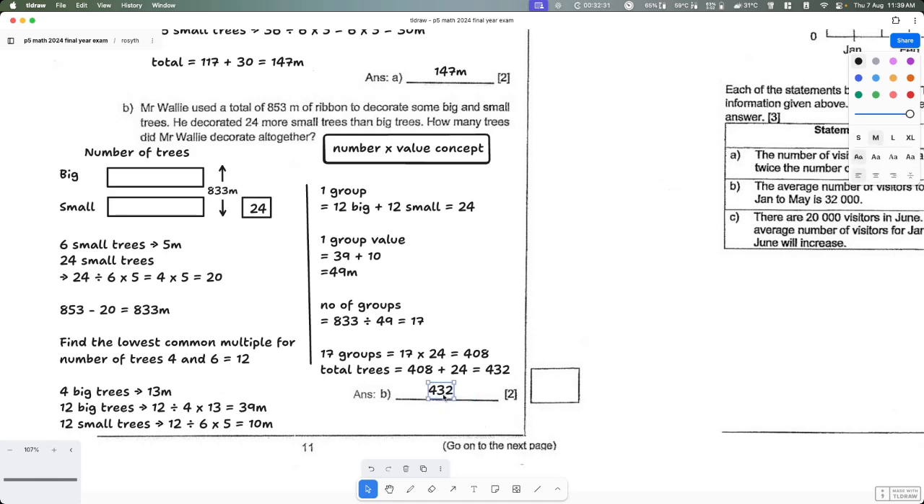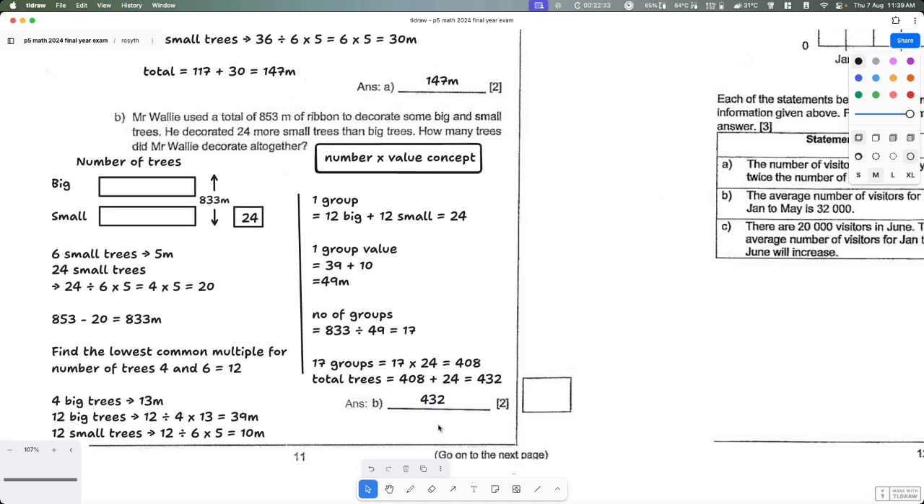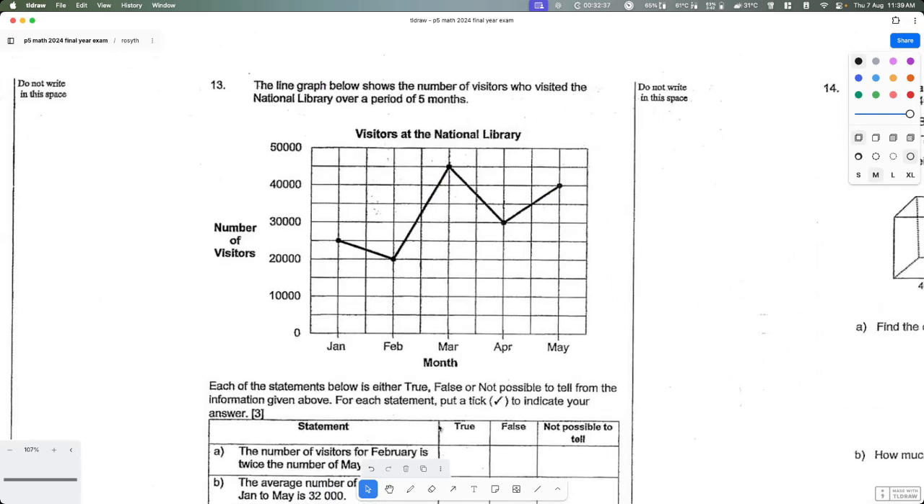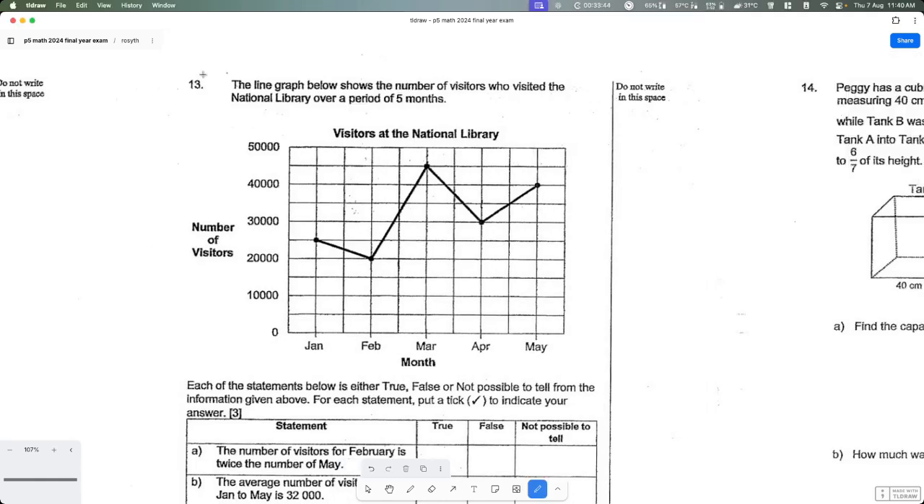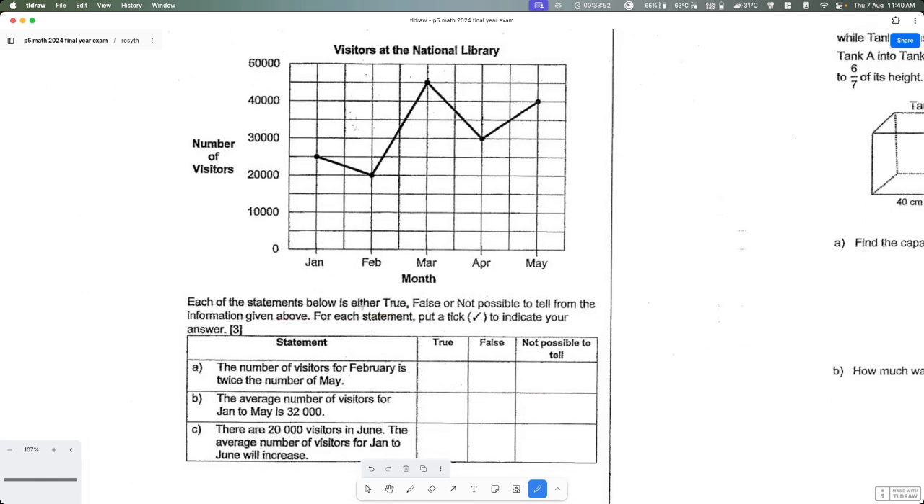Okay, so now the next part is question 13 over here. The line graph below shows the number of visitors who visited the National Library over a period of 5 months. Each of the statements below is true, false, or not possible to tell from the information given above. For each statement, put a tick to indicate your answer.